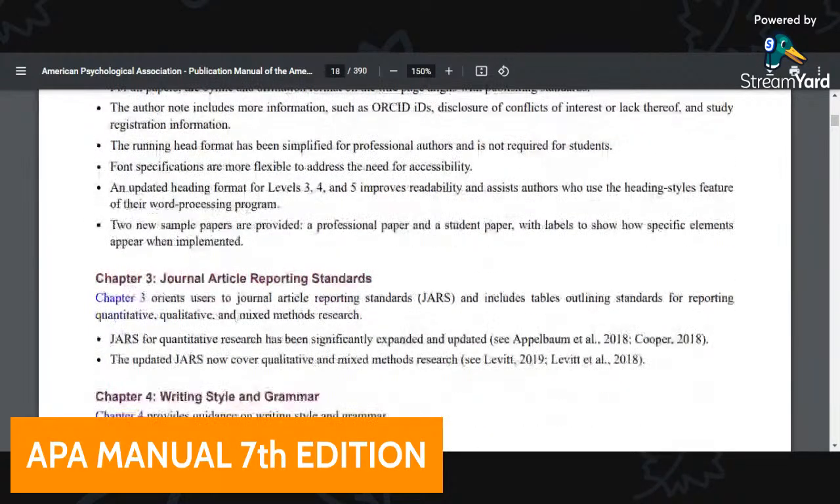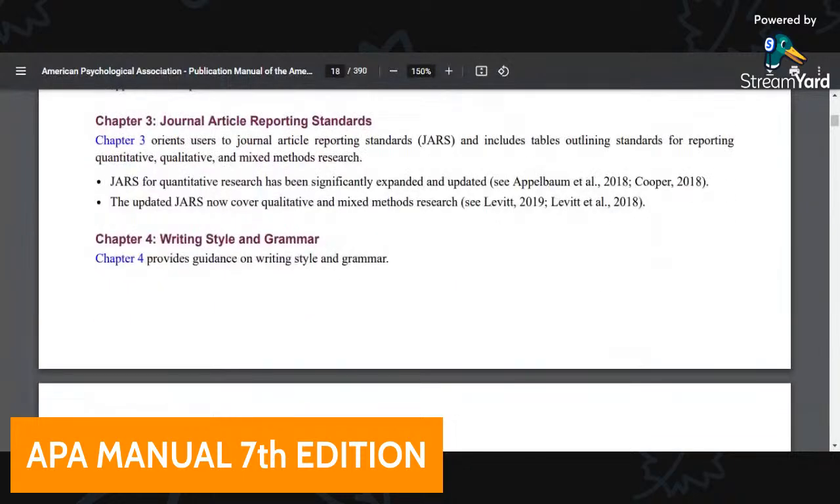Journal articles: what is new in Chapter 3? JARS stands for Journal Article Reporting Standards, basically used for journals. So two core points are included in the seventh edition. JARS for quantitative research has been significantly expanded and updated, and the updated JARS now cover qualitative and mixed methods research. In Chapter 4, what is new?